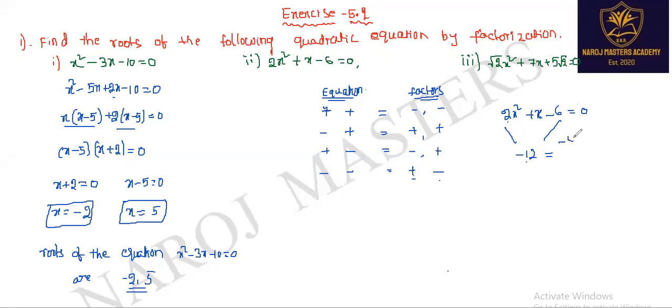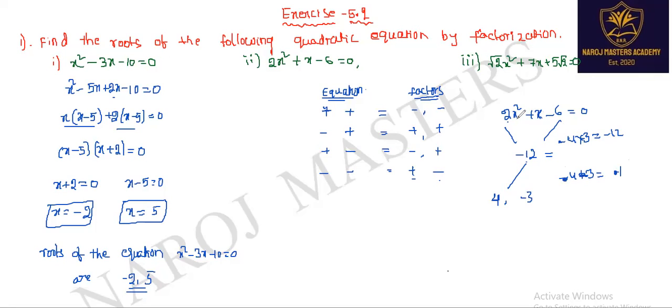So minus 4 into 3 is equal to minus 12. Minus 4 plus 3 is equal to minus 1. But we need plus 1. So make this minus symbol here. So put the minus to 3. So 4 into minus 3 is minus 12. 4 minus 3 is plus 1. So you got plus 1 here. So what are the factors here? 4 comma minus 3.